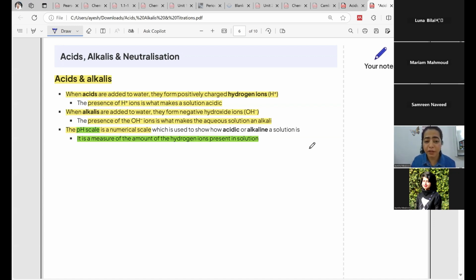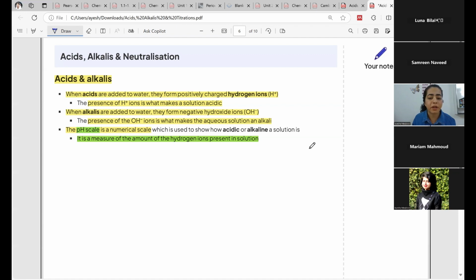So acid is telling us about the presence of hydrogen ions. Because of the hydrogen ions, the solution is becoming acidic. Alkalis, when added to water, give us hydroxide ions, and because of the hydroxide ions, they are giving us an alkaline solution.